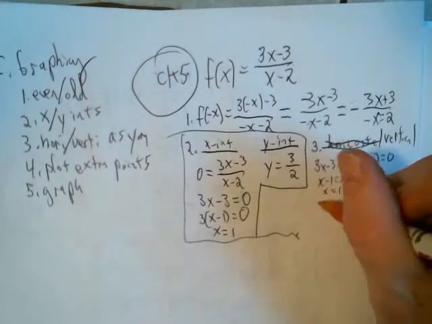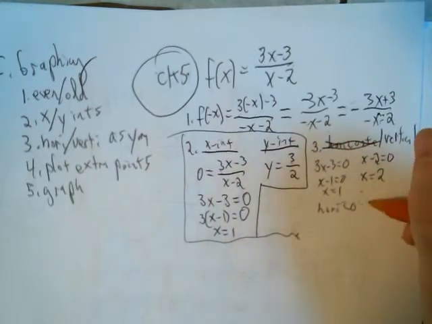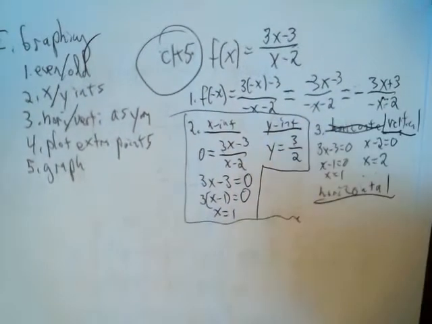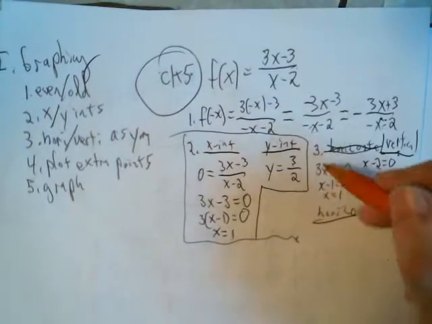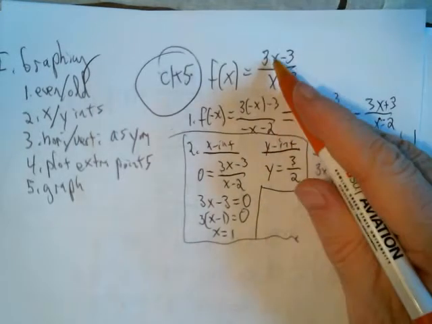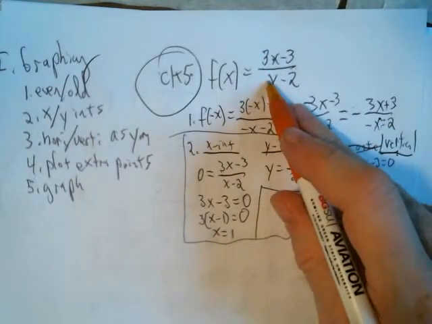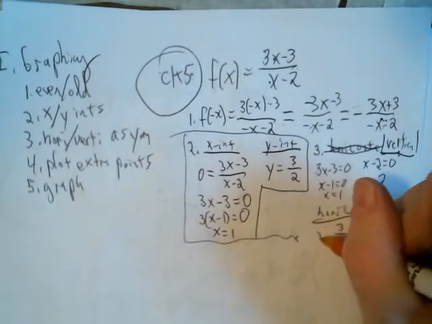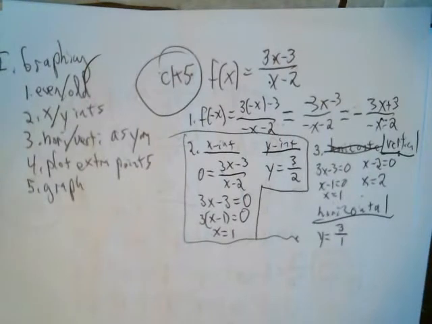For the horizontal asymptote, all you're doing is looking at the degrees of the numerator and denominator. In this case, they're the same, so you just take the ratio of the leading coefficients. In the numerator, the leading coefficient is 3. In the denominator, the leading coefficient is 1. So you'll have y equals 3 as your horizontal asymptote.